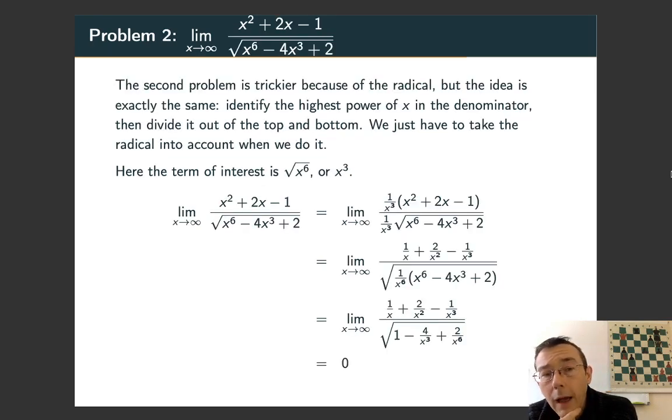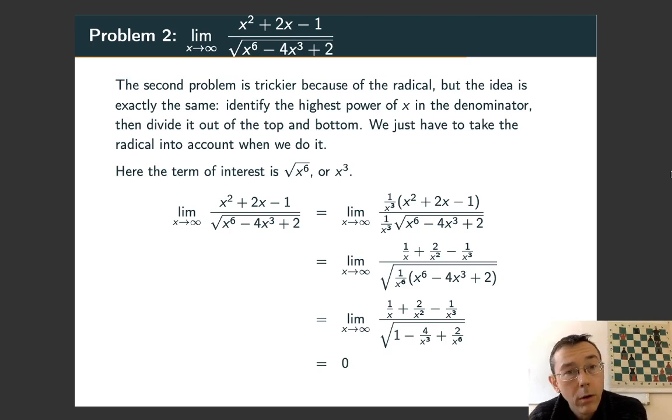When you have a radical in the numerator or denominator or both, the process is exactly the same. You locate the highest power of x in the denominator, here the 6, and you want to divide the top and bottom by x to that power, but you got to take into account the radical. So that x to the 6th is actually under a square root, so it's more like an x to the 3rd. So I'm going to multiply the top and bottom by 1 over x to the 3rd.